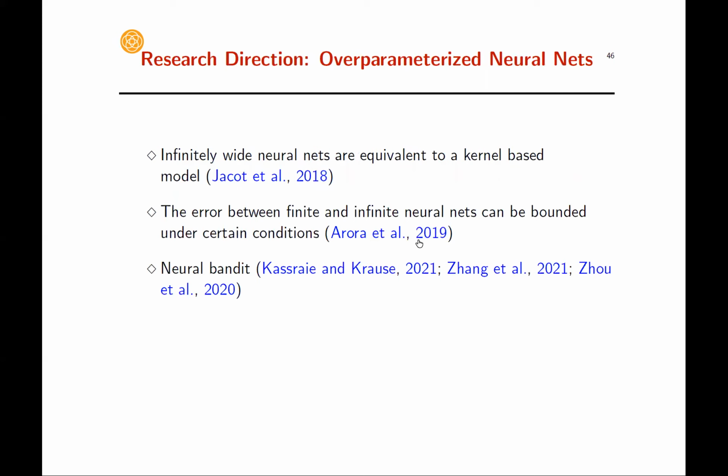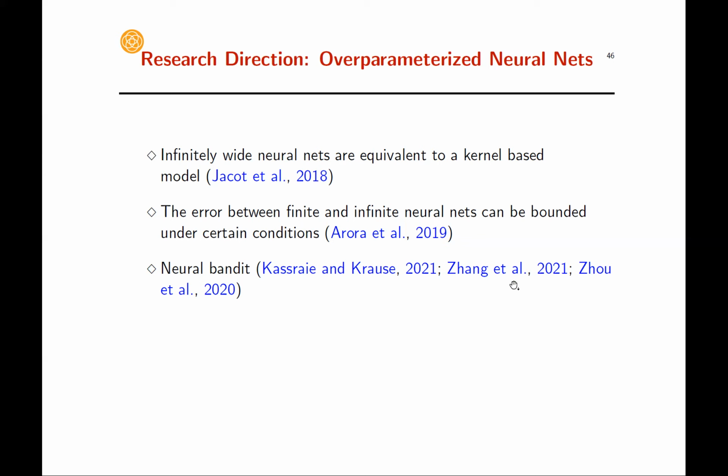Okay, another interesting research direction I would say is overparameterized neural networks. As we said, the infinitely wide neural networks are equivalent to a kernel-based model. And there is also some work on the error between finite and infinite neural nets. I find this a very good example, but I'm not really familiar with this literature. Maybe there are better examples of papers working on this.